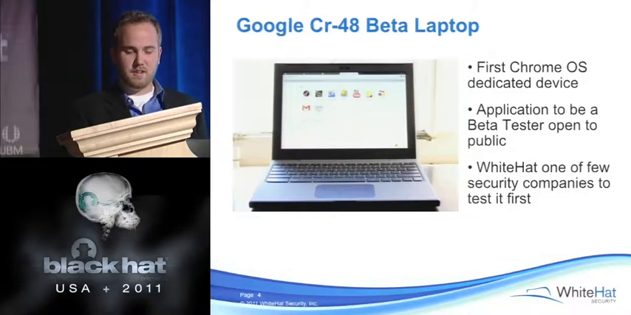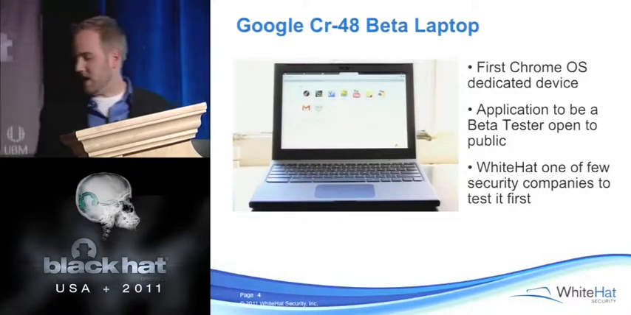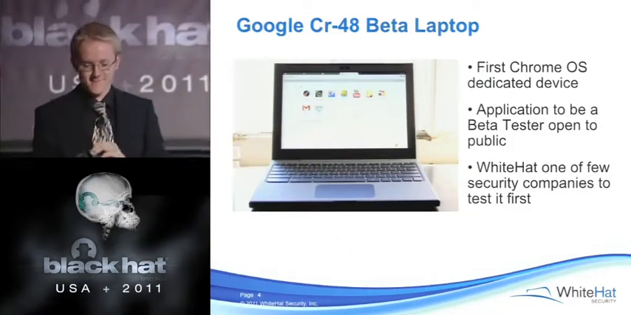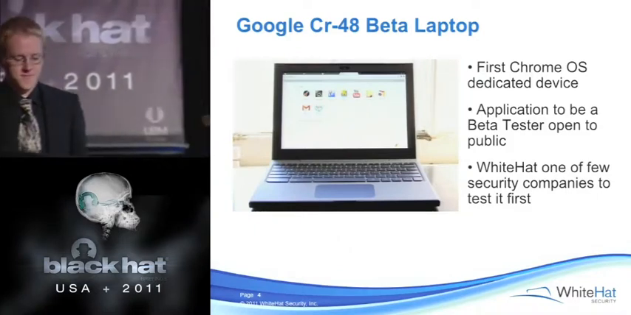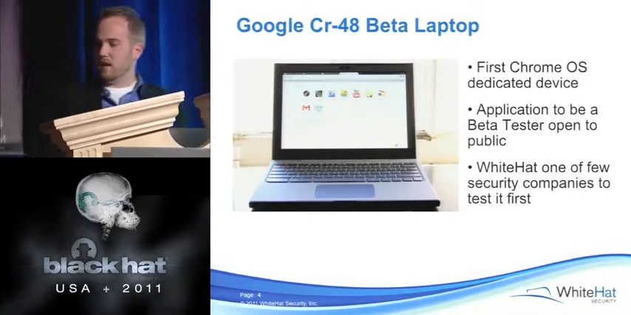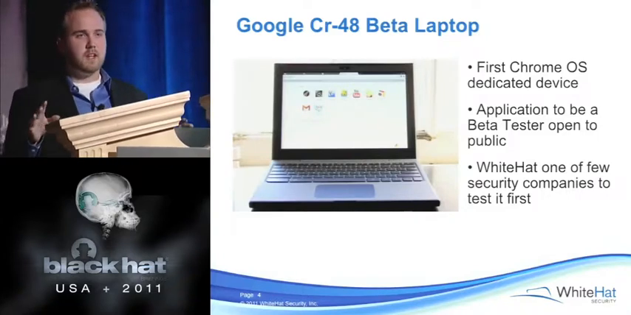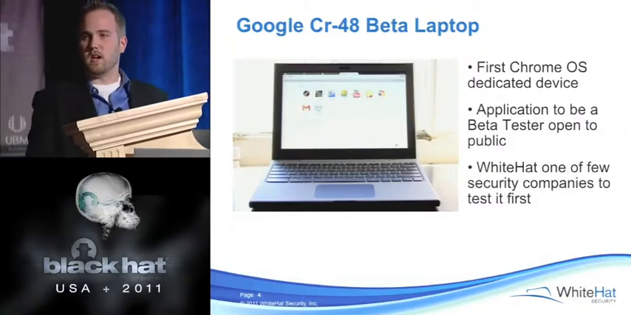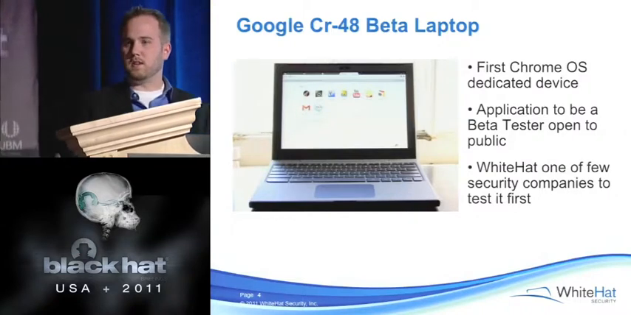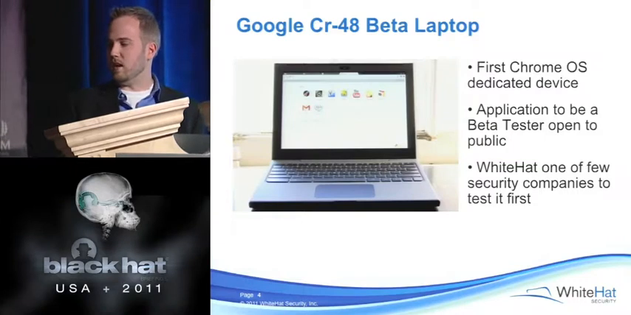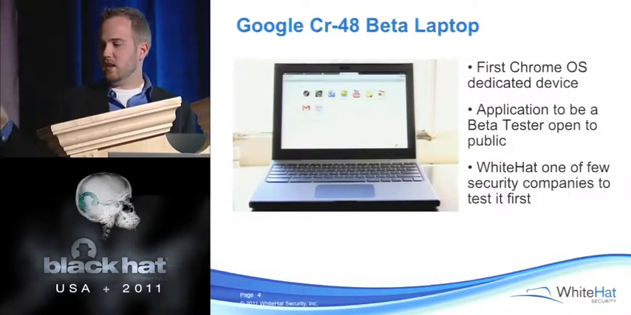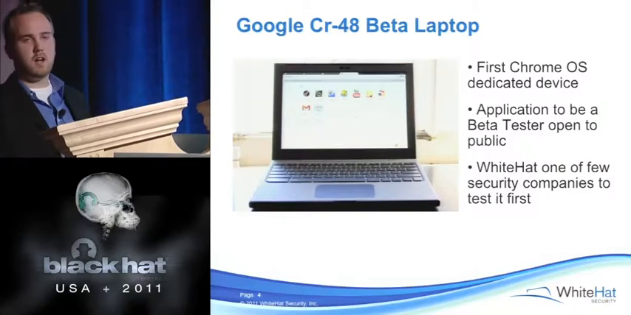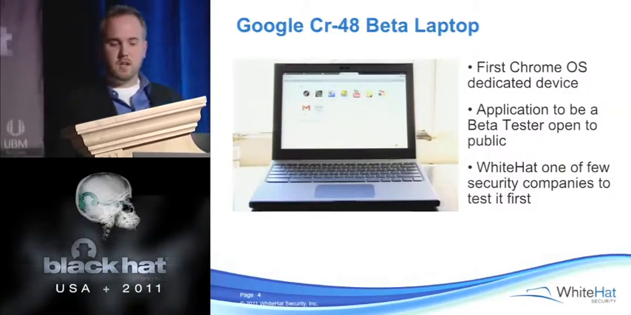Let's get right into it, though. So this is what started the whole shebang. Kyle's got it here. This is Google CR48. This was the beta laptop back in the fall of 2010 when this came out. And it was the first device that was actually dedicated to Chrome operating system. Before this, ChromeOS was out as an open source project. You can try to install it on a virtual machine or a machine of your own, but this was the first device that actually came pre-installed and utilized a lot of the features that Google put in place, especially some of the security features.